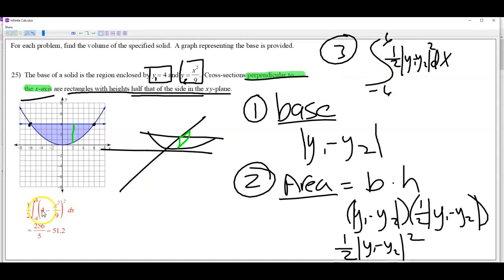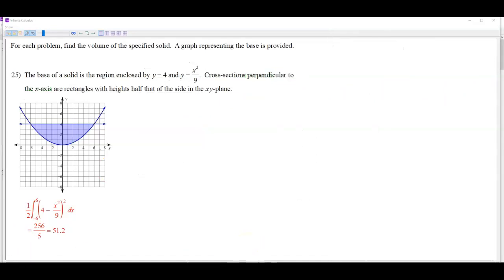Also, they actually write the functions in there, whereas I just put y1 and y2. And just be careful, you're allowed to call them y1 and y2 on an FRQ if you want to, but you do need to make sure that you define them as that before you start using variables. Otherwise, you don't get credit for that. You gotta be careful. But anyway, the answer is 51.2.